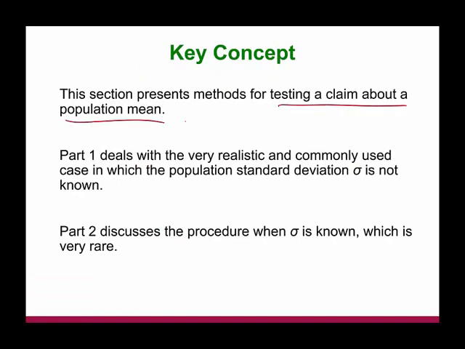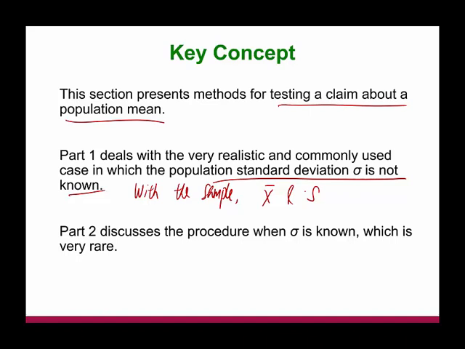Testing a claim about the population mean. Part 1 deals with the realistic, commonly used case in which the population standard deviation is unknown. That means you start with the sample. We can easily come up with a sample mean and then sample standard deviation. So you conduct a survey, a poll, collect the data, get a sample. From there, you calculate the sample mean and sample standard deviation. And then we go from there in terms of testing the claim.